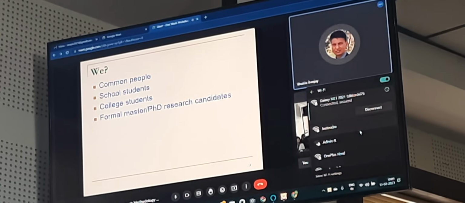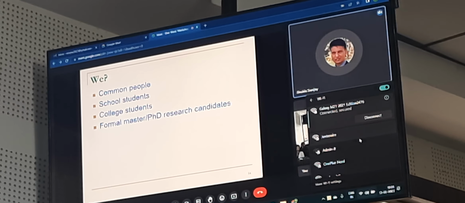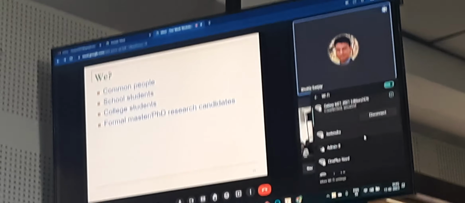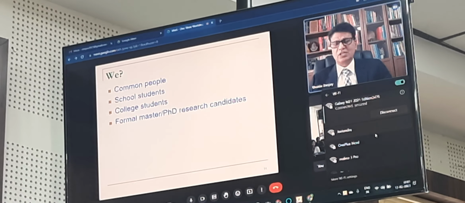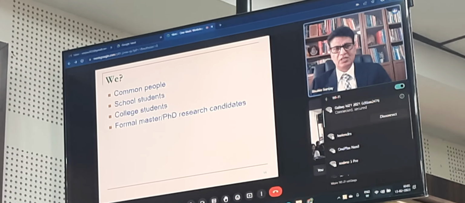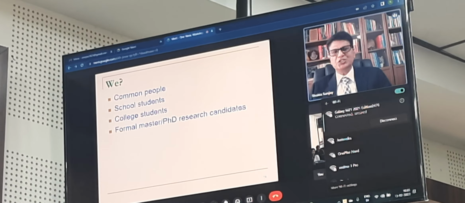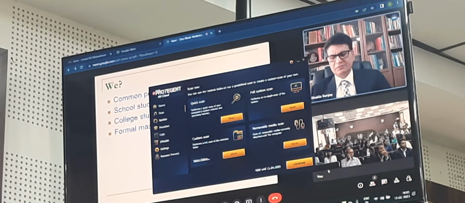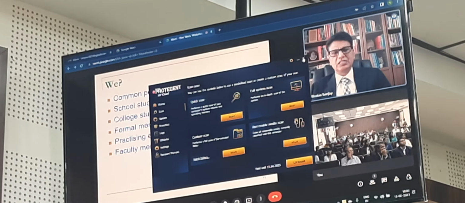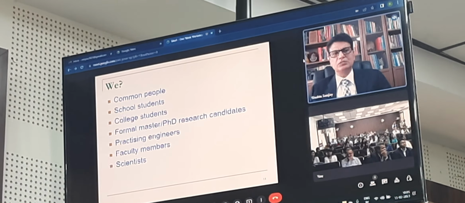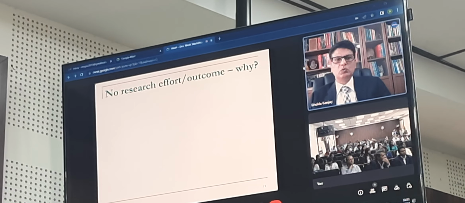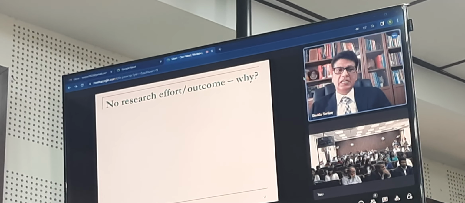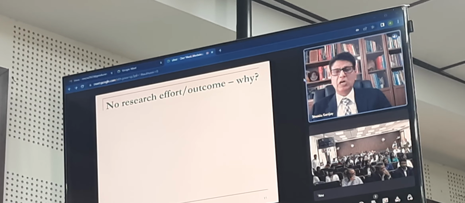Normally, we think that okay, if I am enrolled, only I can do the research. No, even practicing engineers in their day-to-day job, they can do some innovative research, but that potential must be utilized. Practicing engineers, faculty members, scientists, all we do research. Now, if we see, we are not able to achieve the outcome.